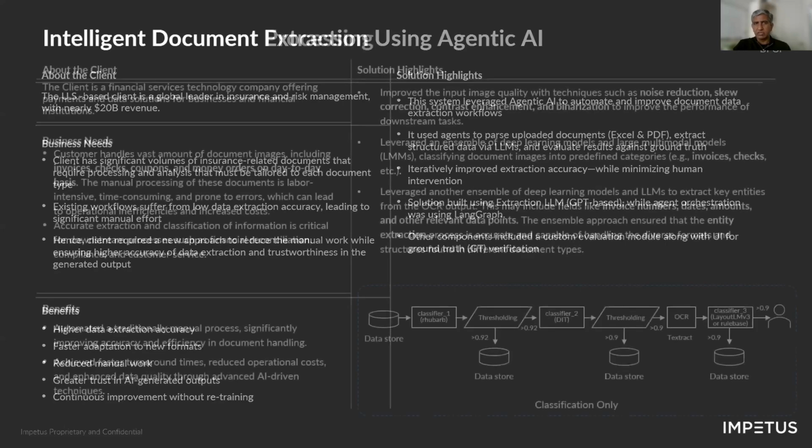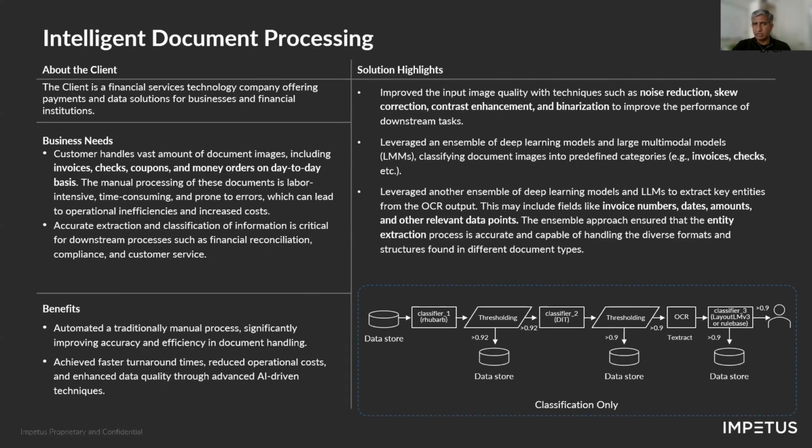Similar to this is another intelligent document processing work we have delivered to another customer, a financial services customer. Here the goal was to extract entities and make sure that we are pulling out information from different kinds of documents. In this case, it's all about invoices, checks, coupons, money orders, all of which this customer deals with on a day-to-day basis. Here, the goal is to make sure that the process is very, very accurate, because a lot of times this includes payments, and you have to make sure that the right information is extracted.